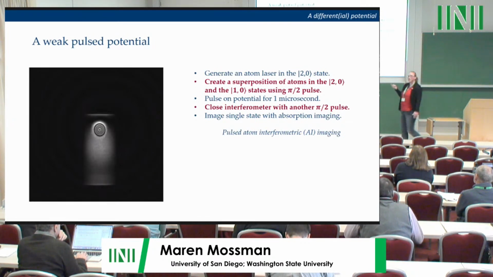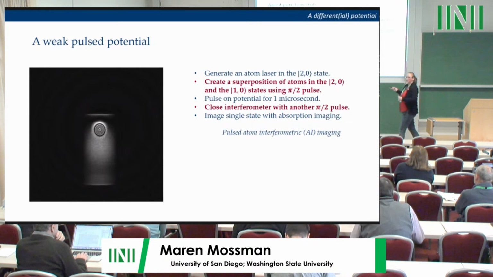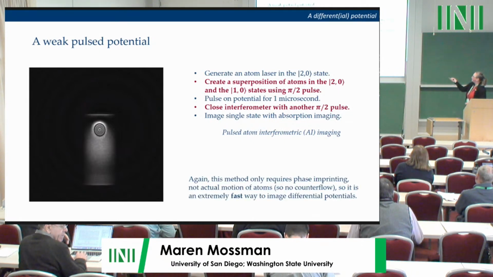And so you can imagine that if you have an atom laser next to a system that has strong magnetic fields, you can actually image those fields pretty well. So we're looking into applications for using these types of atom lasers in these types of systems for looking at stray magnetic fields and being able to characterize magnetic fields in a system. And again, only phase imprinting.